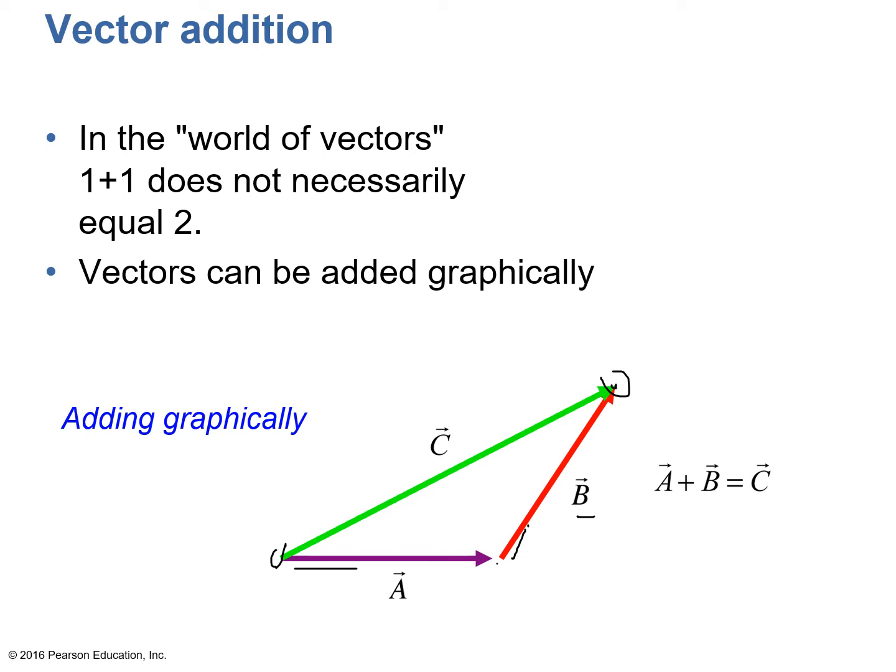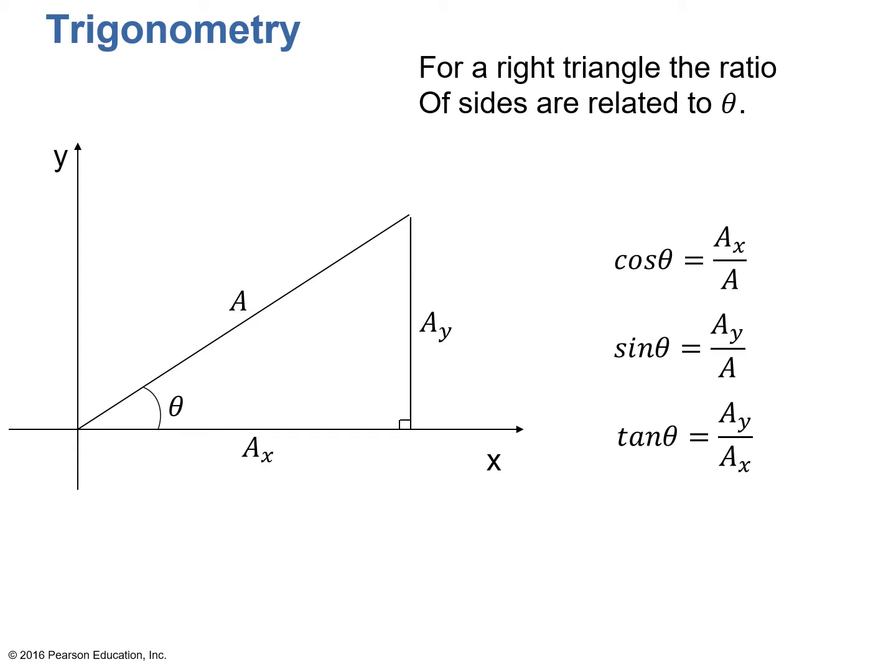Now, most of the time when we're working problems, we're not going to be adding vectors graphically. We're going to break them down into components and add those. In order to do that, we have to notice a few facts about right triangles. Now, trigonometry, the science of triangles, is going to give us relations between the lengths of the sides of triangles and the angles in a triangle. And this is going to allow us to do important manipulations of vectors.